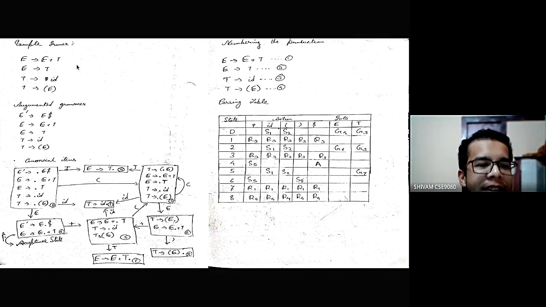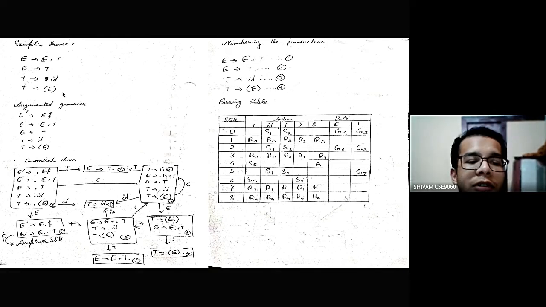Here we can see an example grammar with the following productions: E gives E plus T, E gives T, T gives ID, and T gives open parenthesis E close parenthesis. So before solving LR0, we first augment the grammar.